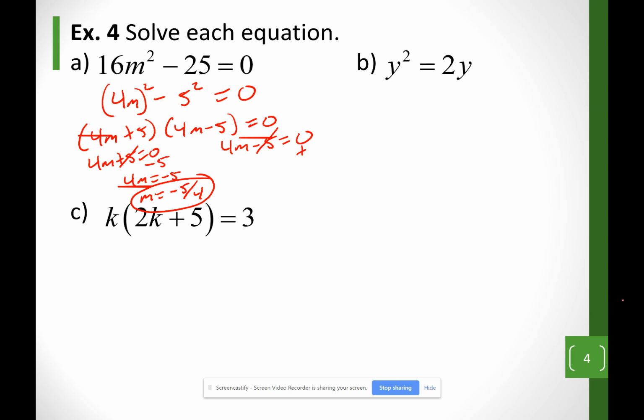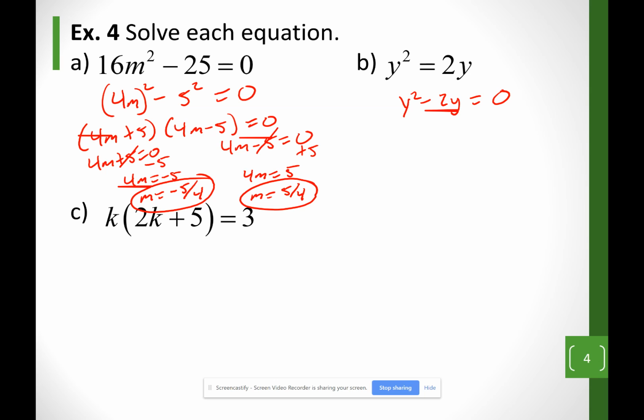On my second equation, let me add 5. So I get that 4m is equal to 5. So m must be equal to 5 over 4. Once again, the key is that the right side is equal to 0. So for example B, I'm going to say y squared minus 2y is equal to 0.